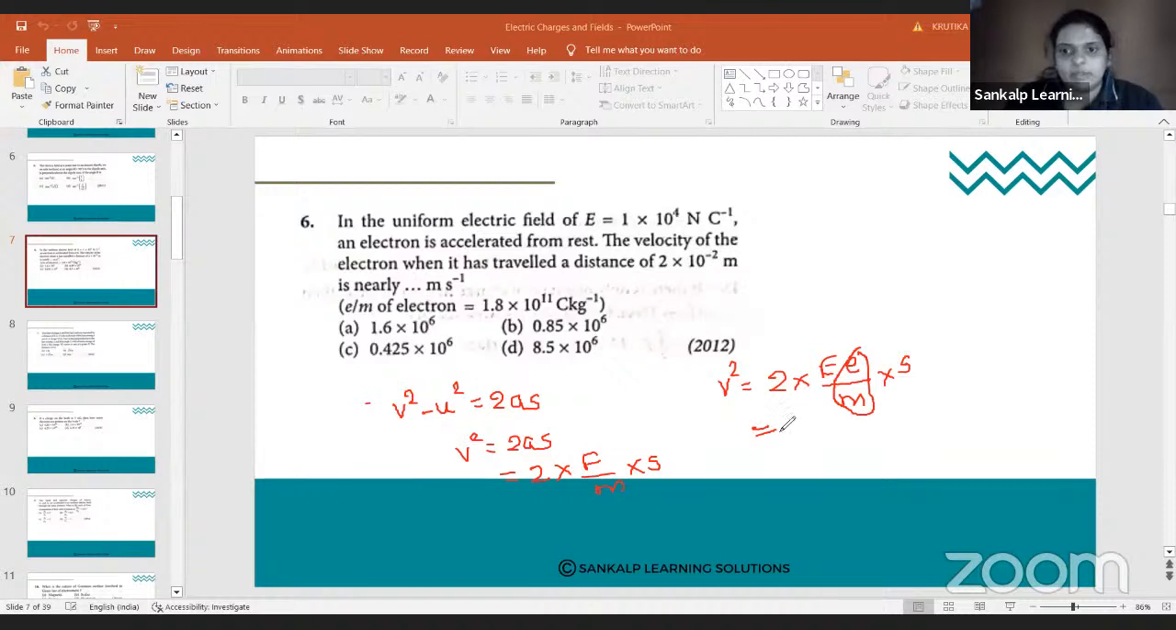So this is 2 into electric field, 1 into 10 to the power 4, into the E by M value. E by M is given as 1.8 into 10 to the power 11. Distance traveled is 2 into 10 raised to minus 2.